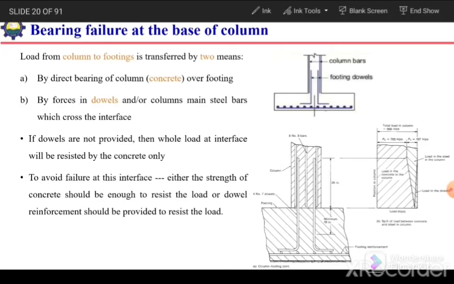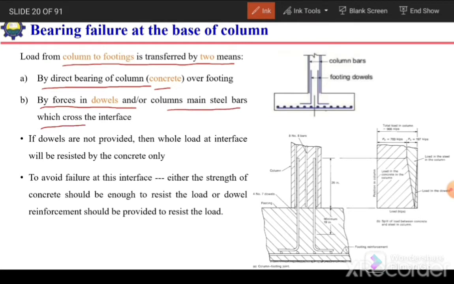Next is bearing failure at the base of column. So to ensure the safety against bearing failure at the base of column, what we need to do? The load from column to footing is transferred by two means: by direct bearing of column concrete over the footing, and by force in dowels or column reinforcement which cross the interface between column and footing. So the total applied load is carried by the concrete as well as this dowel reinforcement, or the reinforcement of the column which crosses this interface.